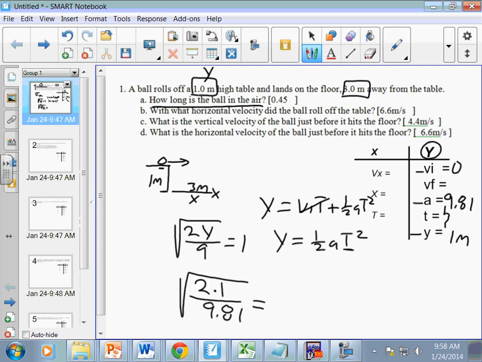So that's 2, divided by 9.81, and take the square root. I got 0.45 seconds. And that's what the answer up here says it calls for, so we must have done that one right.